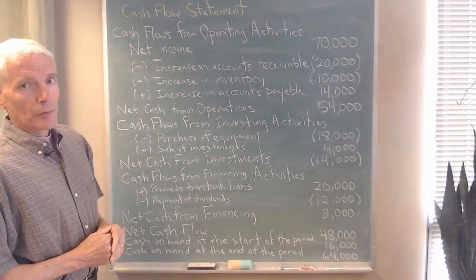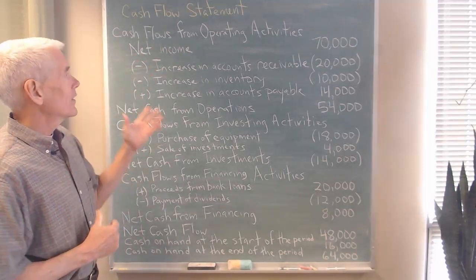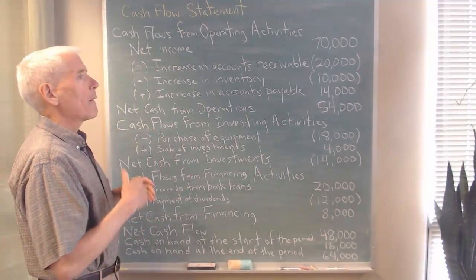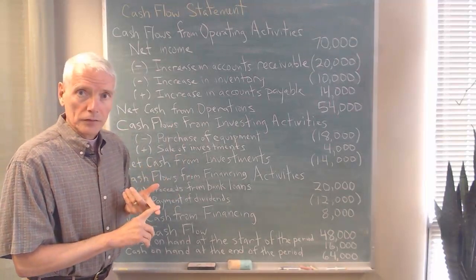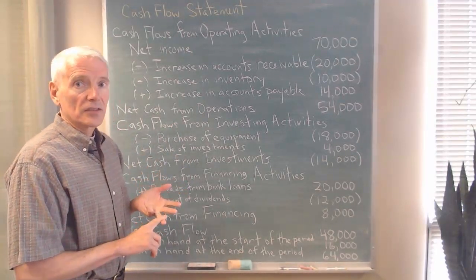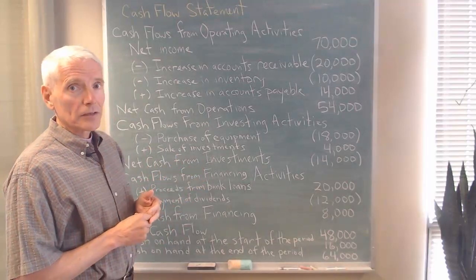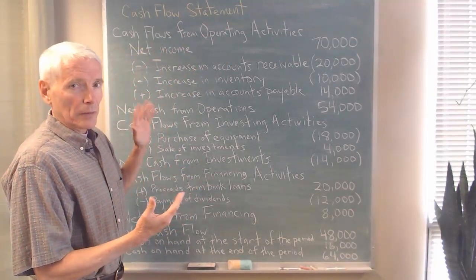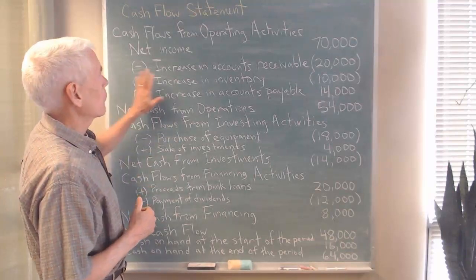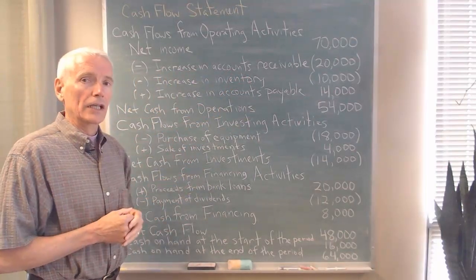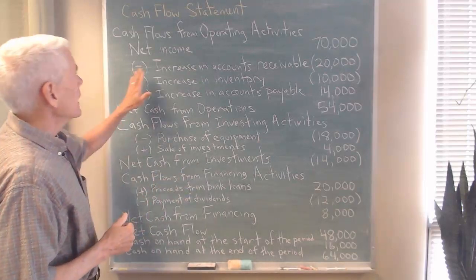Net income comes from the income statement, and this is just the amount of revenue collected by the company minus the cost of goods sold, the income tax expenses, the selling, general, and administrative expenses, and that gives us a starting point. But we want to think about what adjustments need to be made based on what's really in the cash drawer for this company.